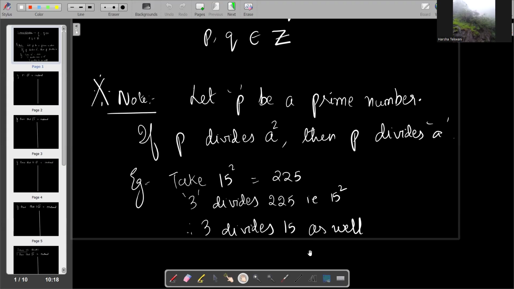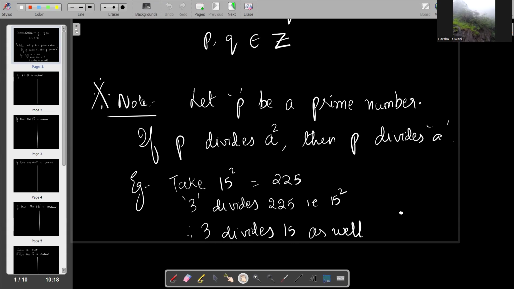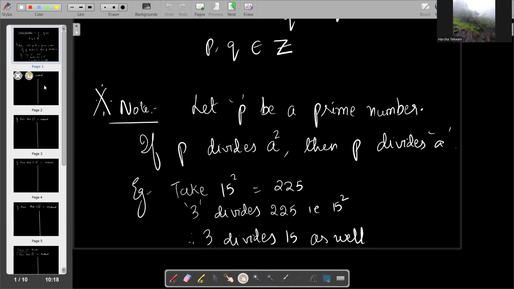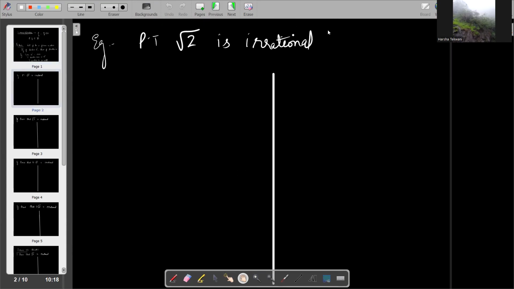You'll get the answer as 75. So definitely 3 divides 225. That means it divides 15 square. So 3 divides 15 as well, isn't it? 3 fives are 15. So this is an important note. If a prime number p divides a square, automatically it divides a. Okay. Now, let's learn how to prove some numbers irrational.